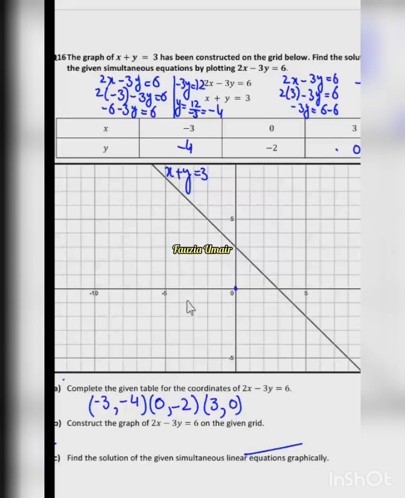So for minus 3, I will start with 0 because we always start with the origin. And I will go minus 3 here because x is minus 3. So this is minus 3. Now I will go 4 steps down, minus 4. So this is the point minus 3, minus 4. Can you see on the screen, everyone? Yes, ma'am. That's great.